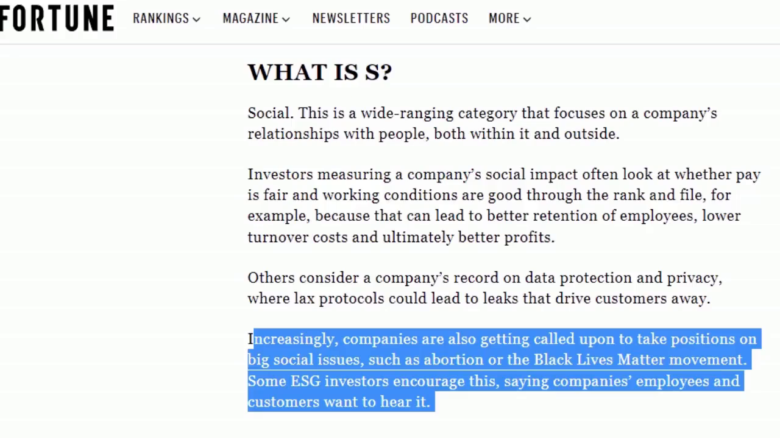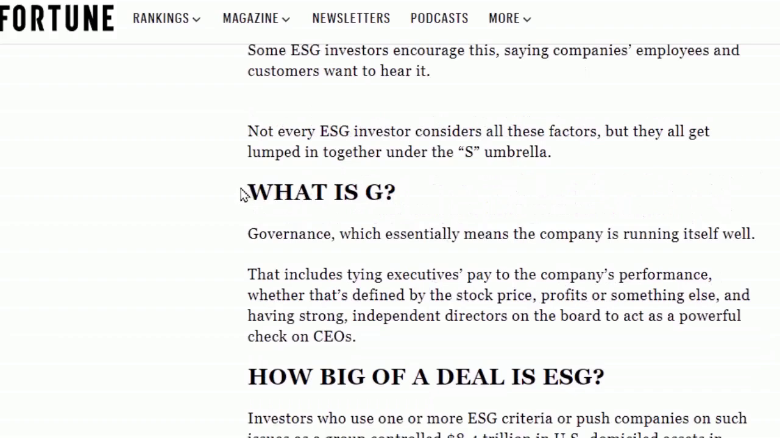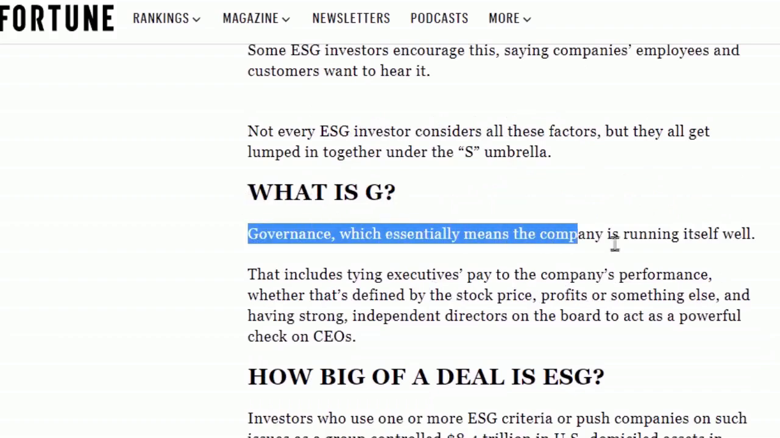All right, well, that's controversial, right? You could say, oh, those are great things. Some people say, yes, that's great. We need to encourage that. Other people, they won't. They say, hey, wait, I'm just concerned about the company's profitability. But an argument can also be made that a company's profitability could be associated with its social stances in the culture today. And then G stands for governance, which essentially means the company is running itself well.